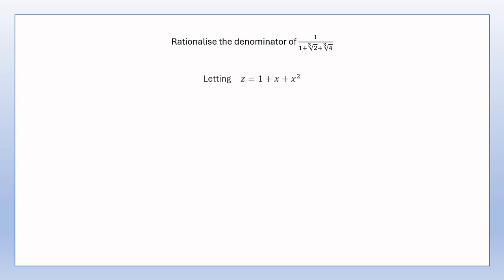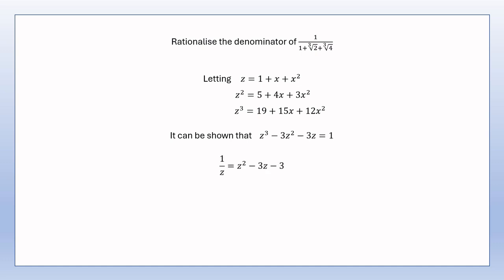Alternatively, if we let z equal to 1 plus x squared, then z squared is equal to 5 plus 4x plus 3x squared, and z cubed is equal to 19 plus 15x plus 12x squared. And then it can be shown that 3z plus 3z squared minus z cubed is equal to minus 1, or in other words, z cubed minus 3z squared minus 3z is equal to 1. And so dividing through by z, we get that 1 over z is equal to z squared minus 3z minus 3, and therefore 1 over 1 plus x squared is equal to x minus 1.